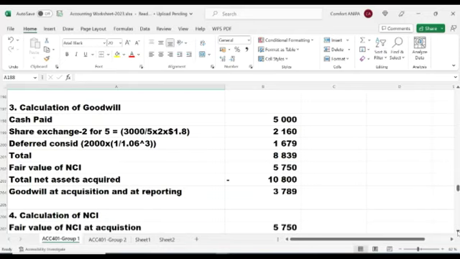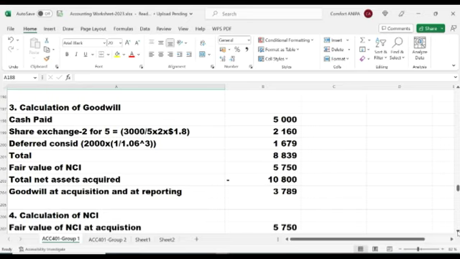Acquired. And therefore, let's go through the purchase consideration. P paid cash, immediate cash, 5,000 is there. Then P also issued share for share, 2 for 5. So you have to determine the number of shares P acquired. Remember, it is 60%. So P acquired 60% of the shares of S.